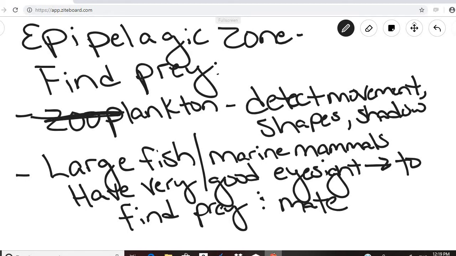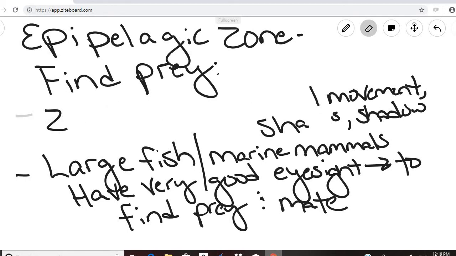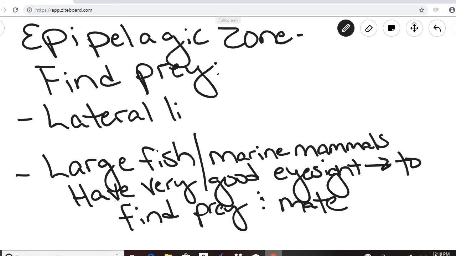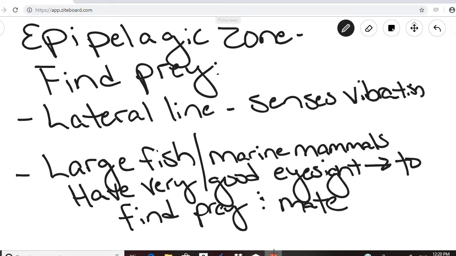Another way that we've already talked about, I think, in the shark. So they also use their lateral line. Remember that senses vibration and movement, and they can use that to locate prey.